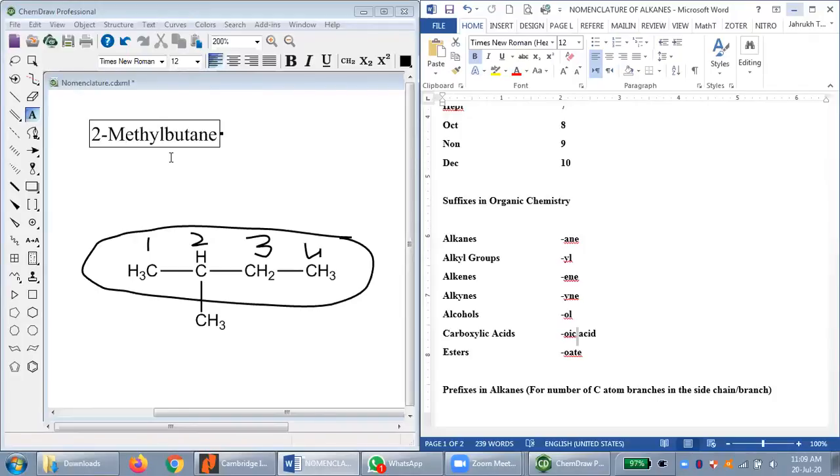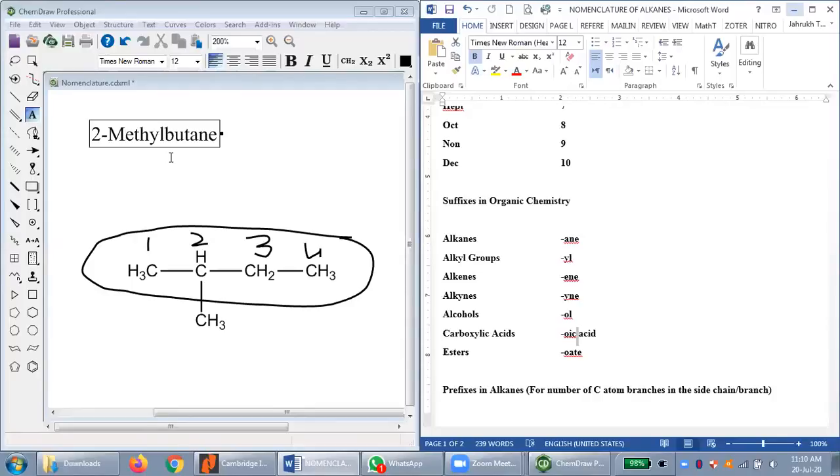Students tend to put a space between the word methyl and the word butane because they consider methyl the part of the name that belongs to the branch, and butane the part that belongs to the parent chain. So sometimes they assume there is a space in between. Let me clarify, there isn't a space between methyl and butane. This is one complete name for this structure.